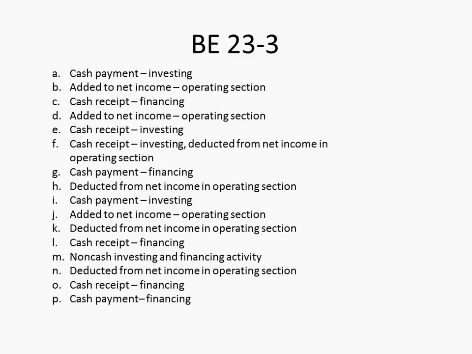Letter Q. Okay, let's see if we learn. Okay. Sale of equipment at a loss. It's going to be A, you're going to add back to net income in operating. And then also the proceeds in investing. Excellent. You got it. Very good.